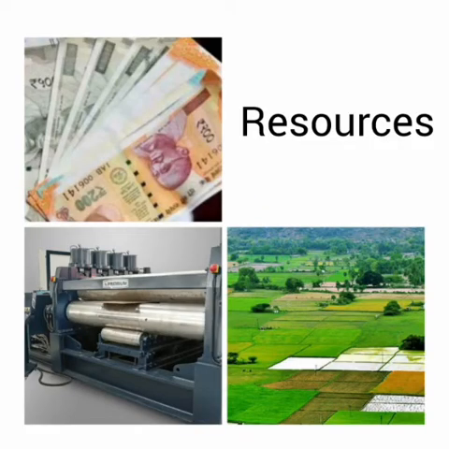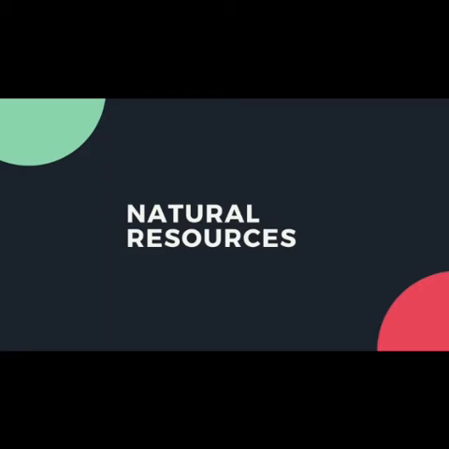Resources are the things that we can use. For example, money, machines, and land. Next is natural resources. All the natural things we use are our natural resources. Example, air, water, soil, plants, animals, etc.